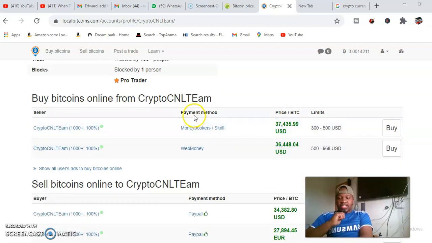This is the payment method. They are telling you, once we come here, buy Bitcoin online from the name, they are saying that it is in case you need to buy. This is the price that they have already set. They have also set the limit, 300 US dollars. That is making a trade in LocalBitcoins.